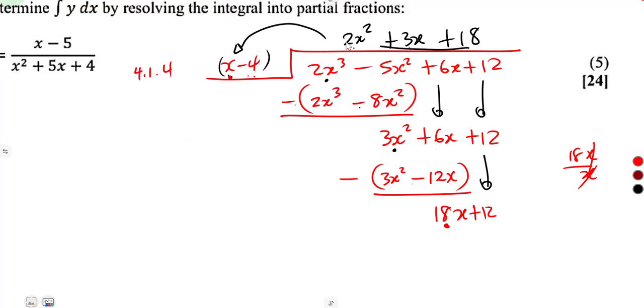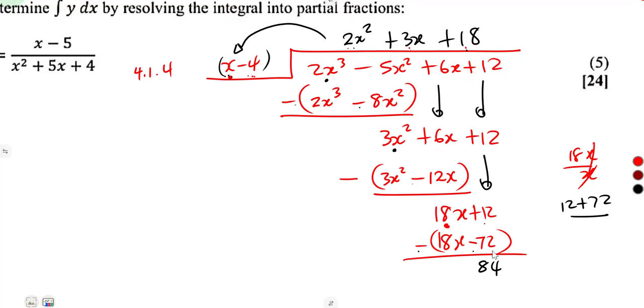So you multiply back to everything that you see there. 18 times x, 18x. 18 times minus 4, that's minus 72. So subtract, that was going to give us a 0, this one. Then 12 minus minus 72, that's a plus. So 12 plus 72 is going to give us 84.